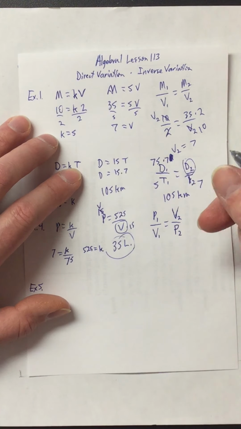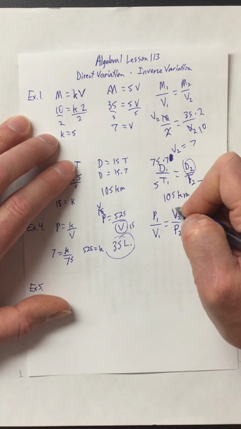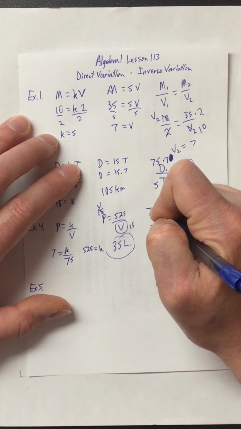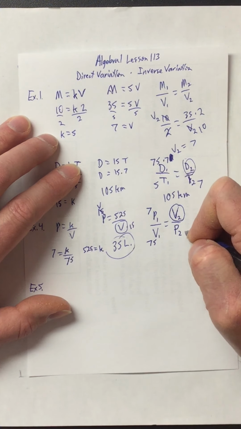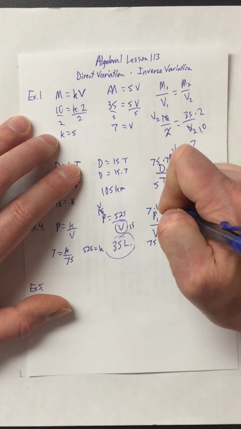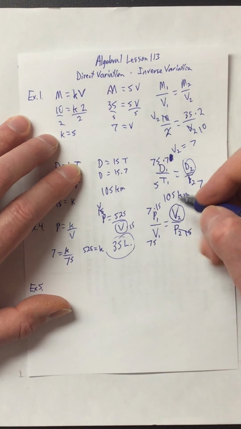Okay, let's flip that second equation there. Let's try it. Okay, so our first, we're trying to find the second volume, so there's that one. Our first pressure is 7. Our first volume is 75. Our second pressure, it was increased to 15. So we're going to cross multiply, that goes up top there, 7 times 15 divided by 75, and that gives us 1.4. So that did not work.